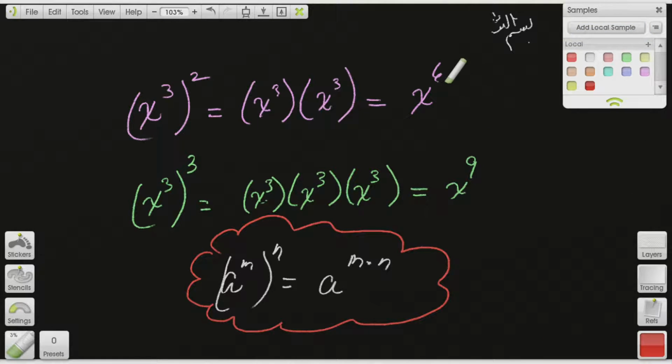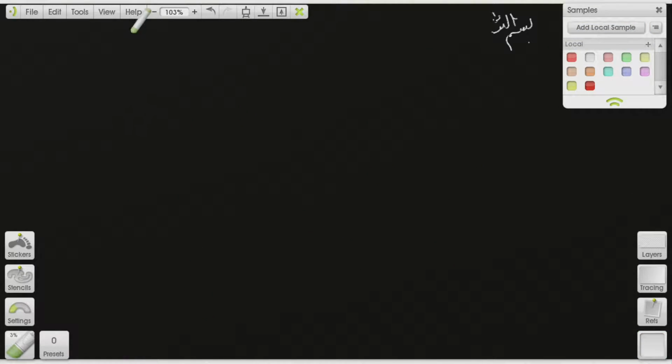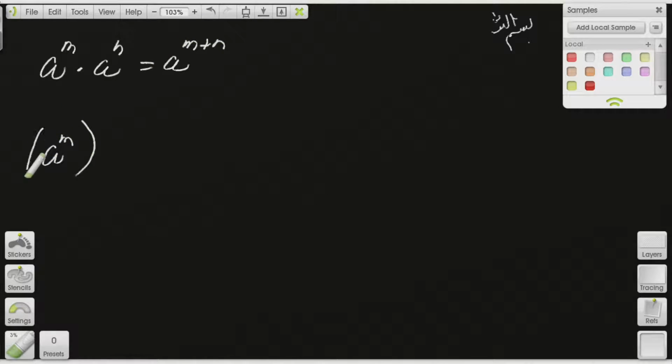Alright. So let me rewrite this. These are the rules that we have learned. A to the m times a to the n is a to the m plus n. A to the m to the power n is a to the m times n, like this. A to the m times a to the n is a to the m plus n. A to the m to the n is a to the m times n. This is called product of power rule.